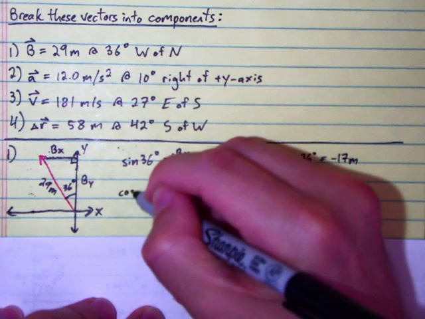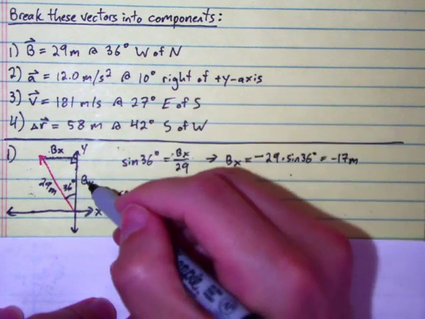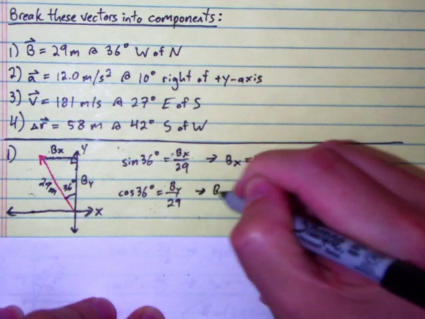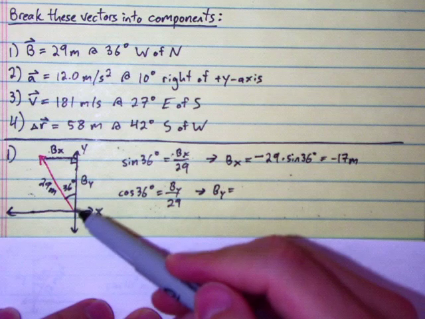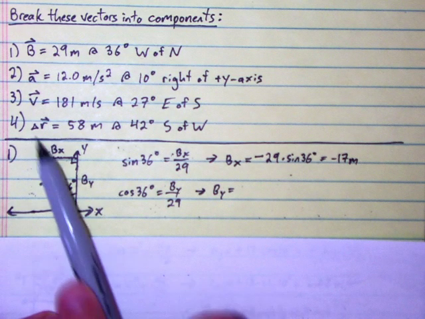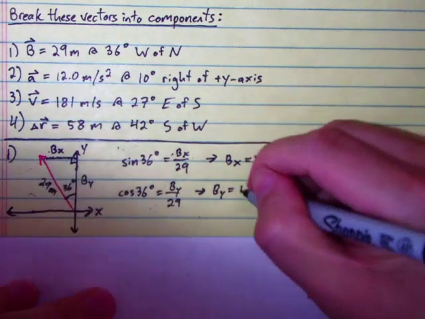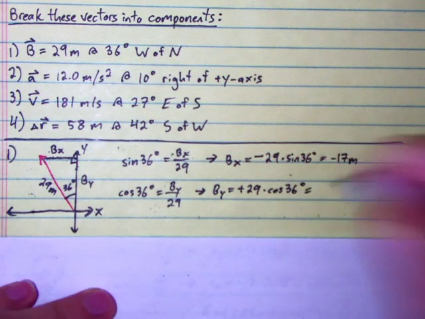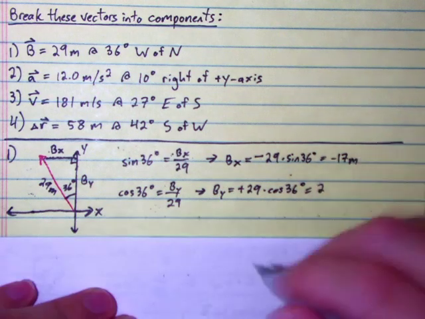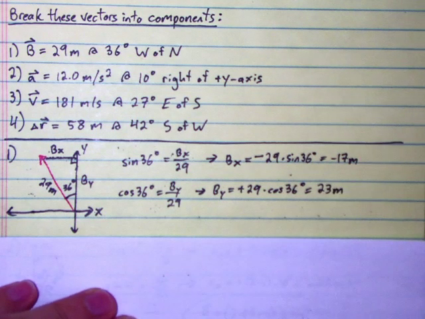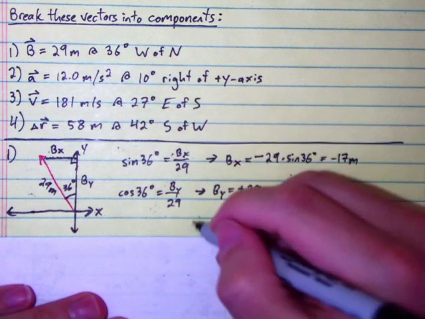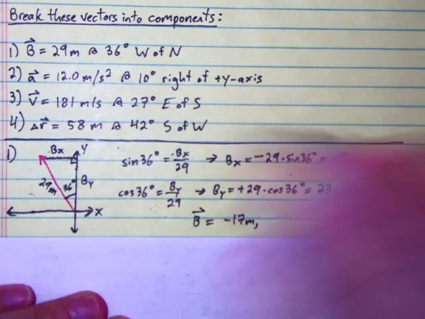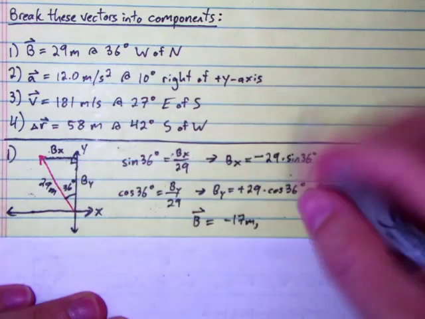Now we'll do cosine 36 degrees. That's adjacent over hypotenuse, by over 29. So by is going to be equal to, and now decide positive or negative for this y component. Well, we're pointing more or less in the positive y direction here. So that is a positive 29 times cosine 36 degrees, which is about 23 meters. Okay, we've got our two components, so we can write our answer. B in component form is negative 17 meters in the x direction, plus 23 in the y direction.